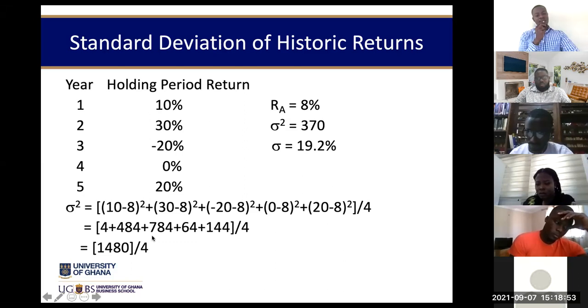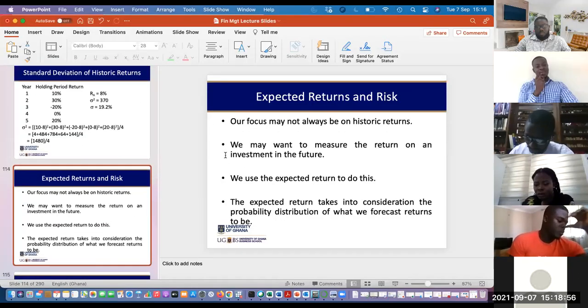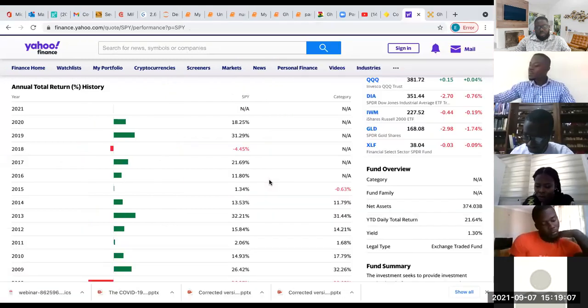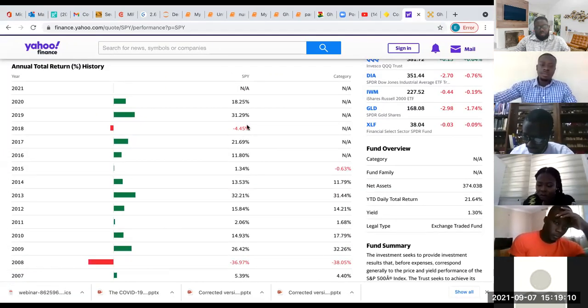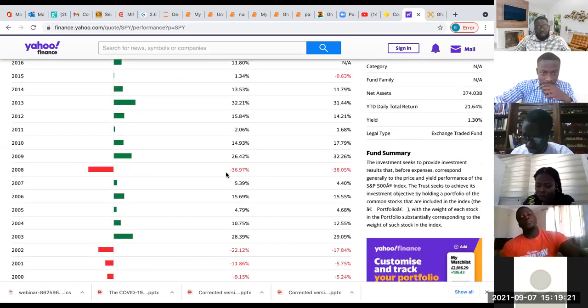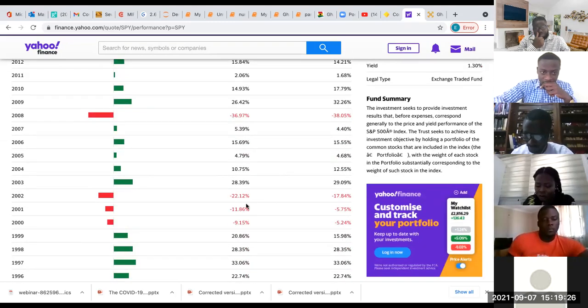So remember the question I asked? I asked Leonie, can you control returns? No, sir, we can't. Then that's your answer. Because if you look at this, 2018, what was the return? Negative 4.45%. 2008, what was the return? Negative 36.97%. 2008, what was the return? Negative 22.12. So that's your answer.